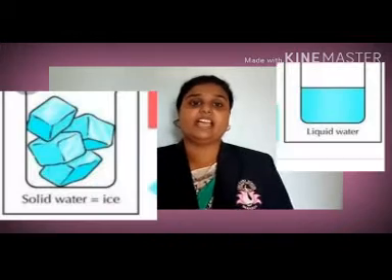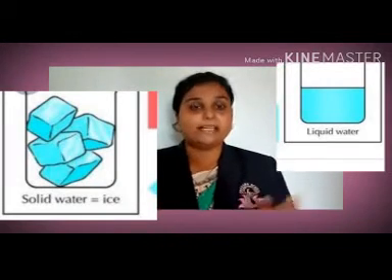Next we learned about change in states of matter. There exist 2 changes in the states of matter. First is from solid to liquid, and the second is from liquid to gaseous. Now the process of change of solid to liquid at a constant temperature is called melting point.